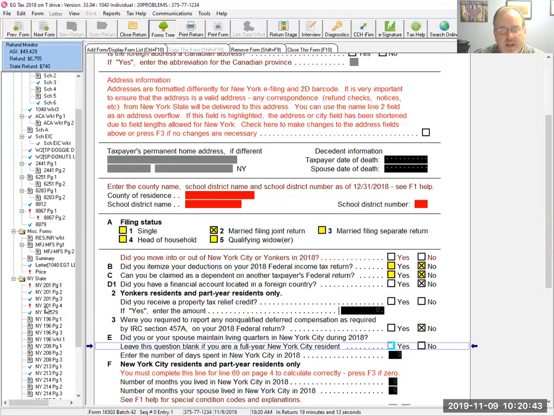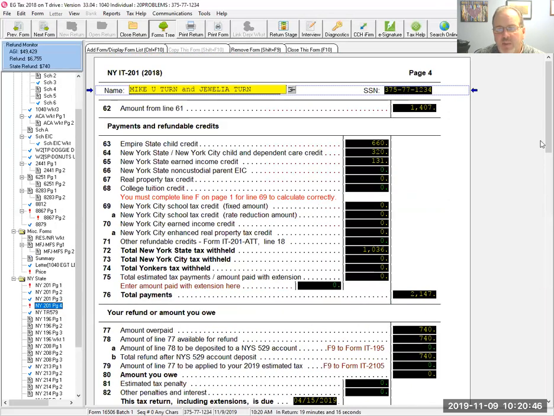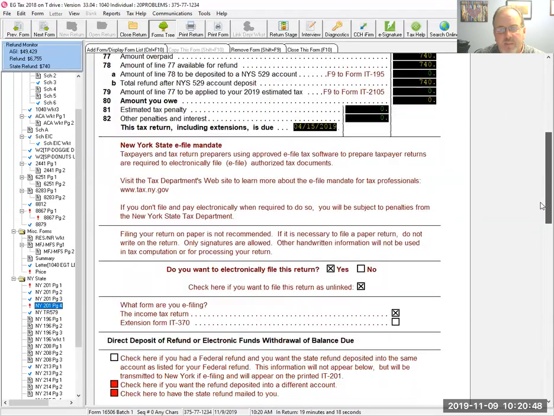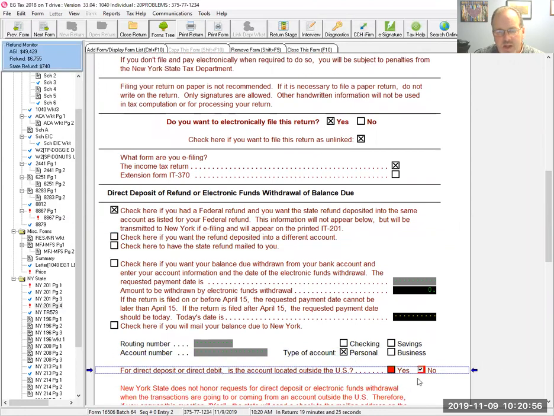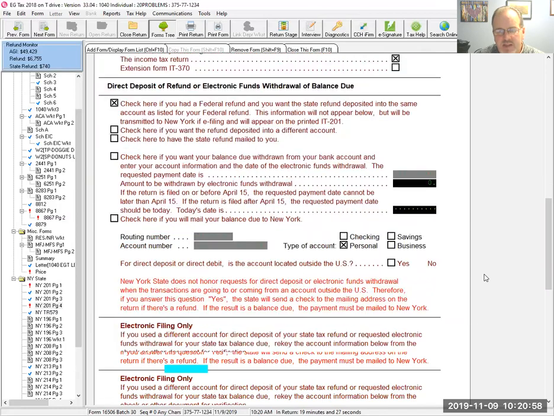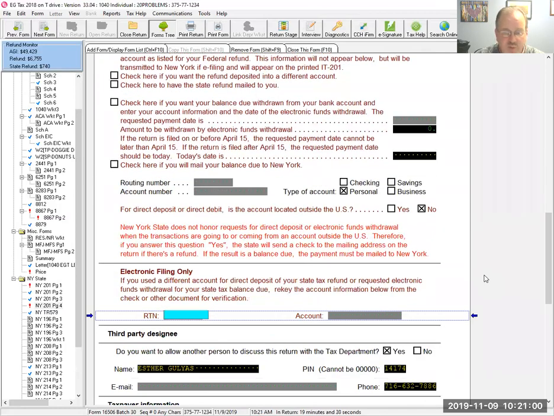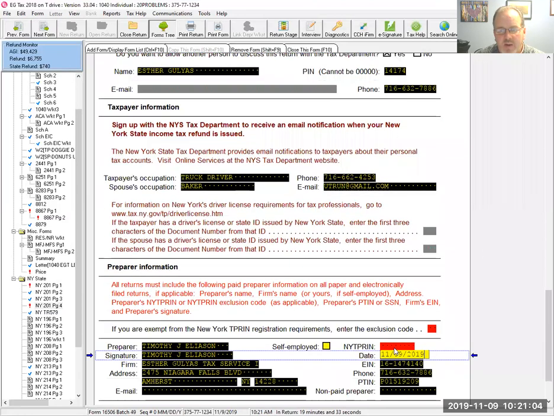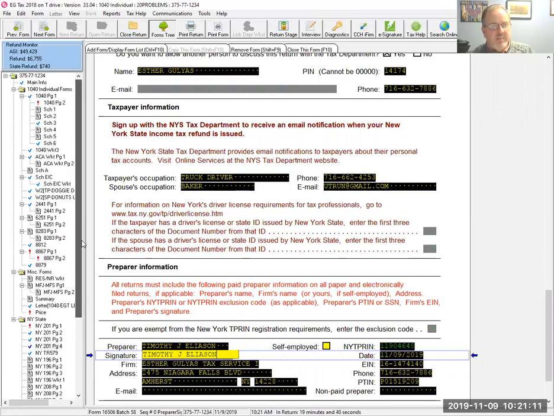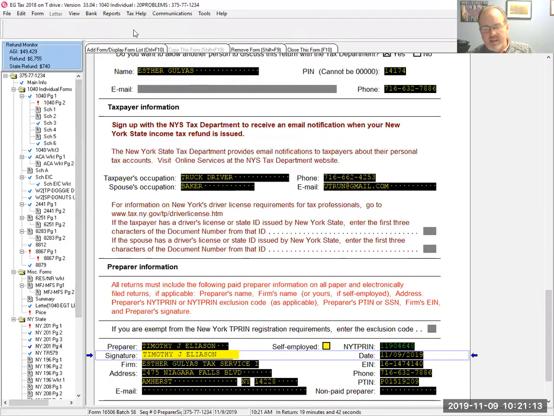All right. And then on the last page, we talked a little bit there about the refund, but down below, we're going to put it into the same bank account that we do in the federal, and it's a personal account and direct deposit. It's not going to the Cayman Islands or Switzerland or any other foreign country. And then the last thing we clean up on there is our heat number that you'll get later from New York State. Okay. All right.